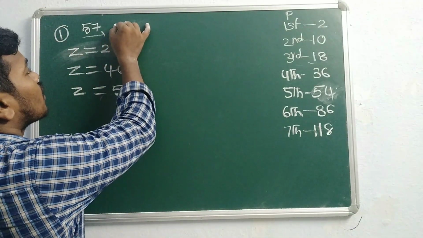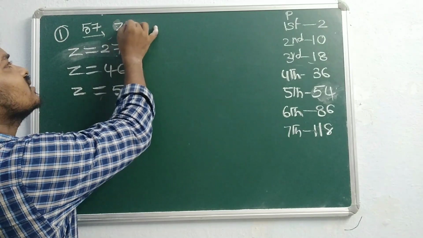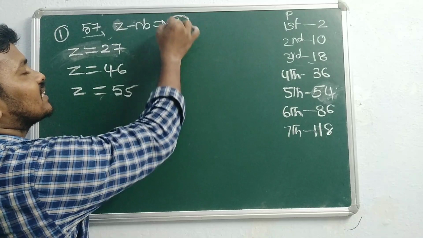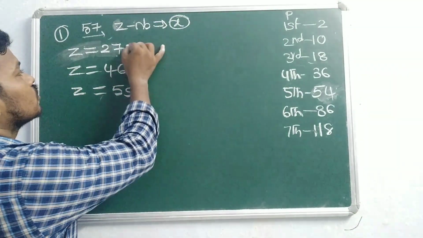So what is the formula? The formula is the atomic number minus the noble gas atomic number. You will get some number x, and that is the group number. First you learn about the group number. So, 27.